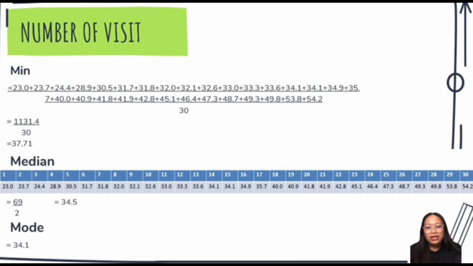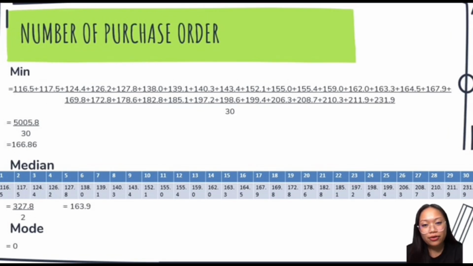To find the median, we need to arrange the data in ascending order. When the data are arranged in ascending order, the median is either the middle value if the number of observations is odd, or the average of the two middle values if the number of observations is even. Since the number of observations for metric 1 is even, I sum the values at the 15th and 16th positions and divide by 2, and the answer is 34.5. The mode for metric 1 is 34.1.